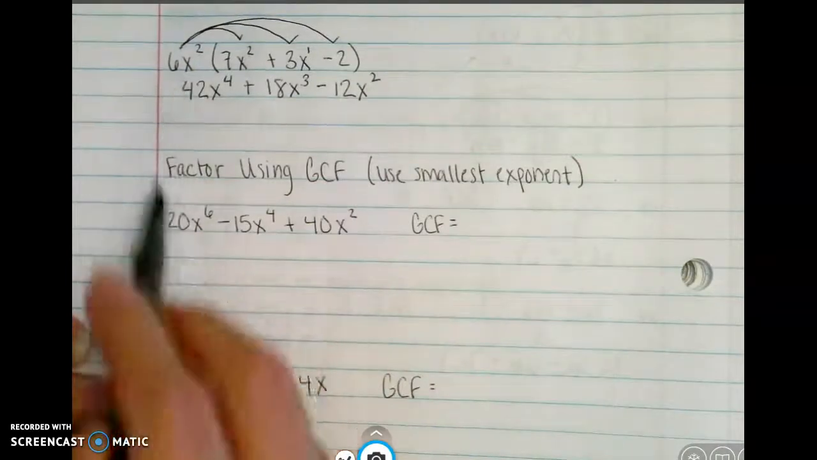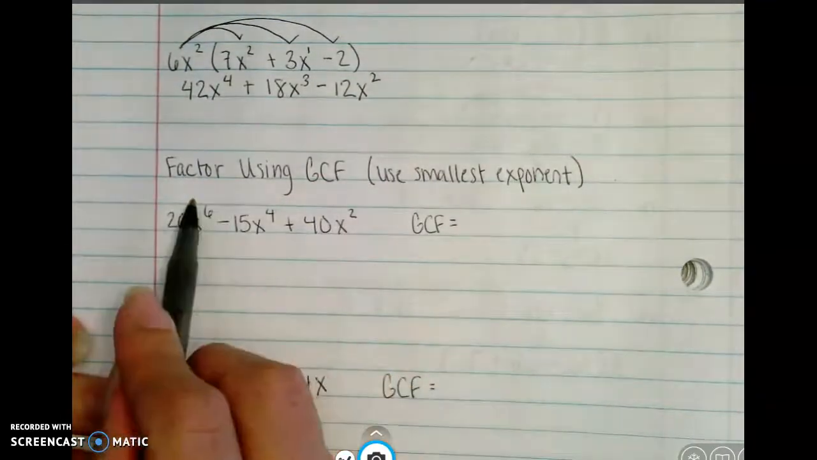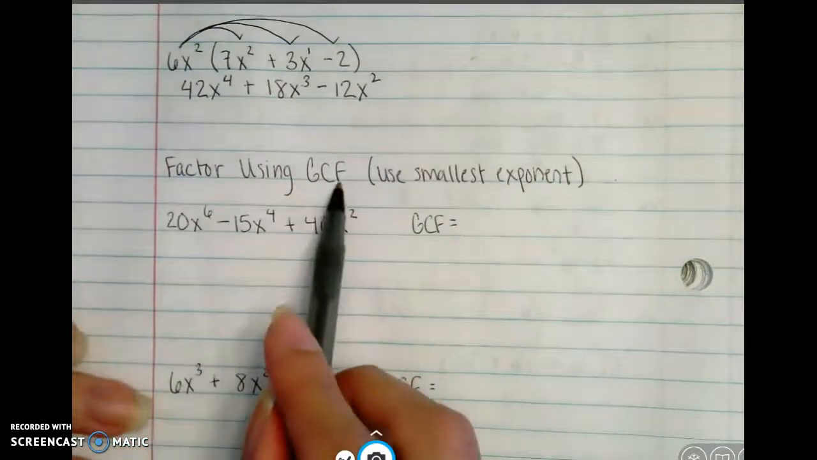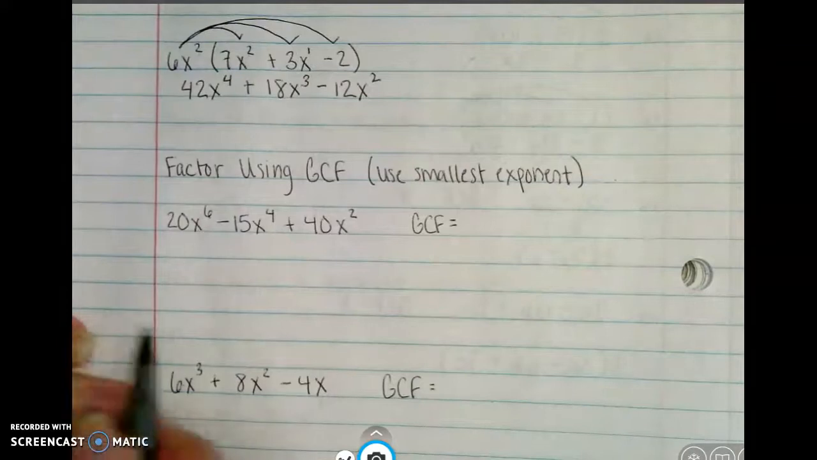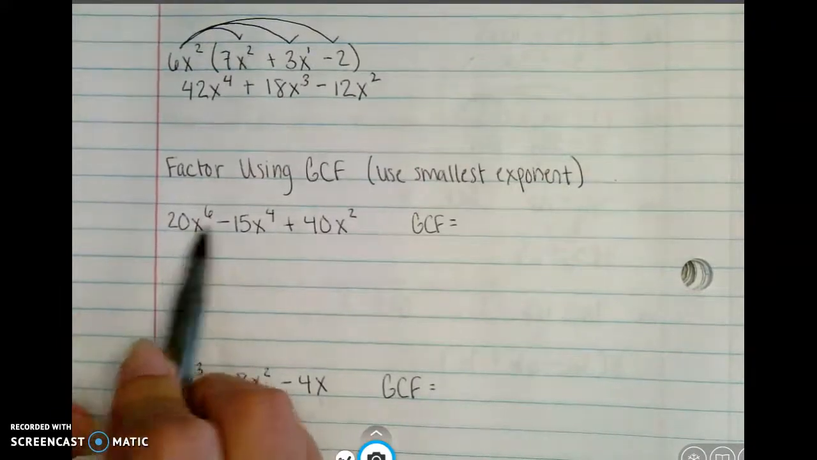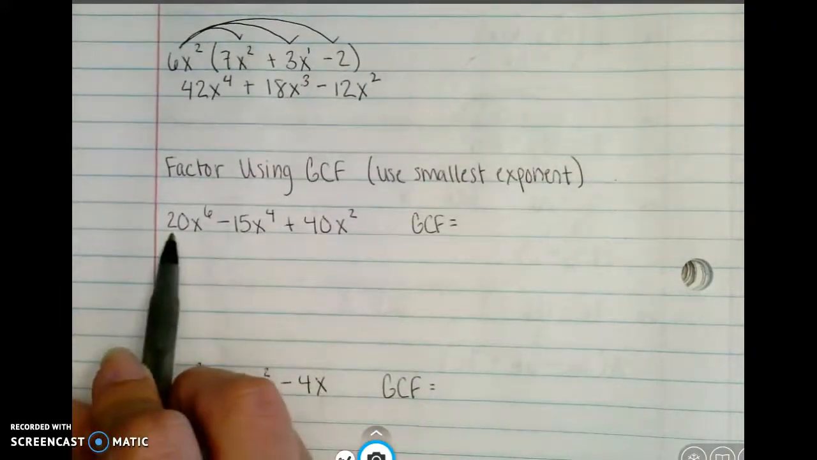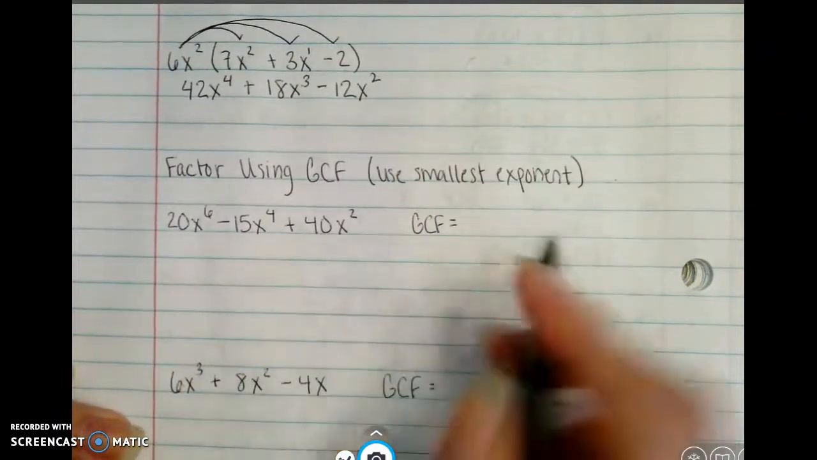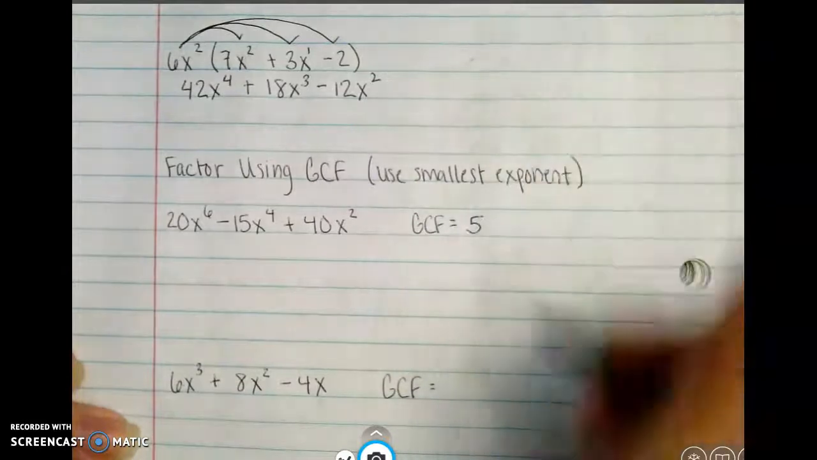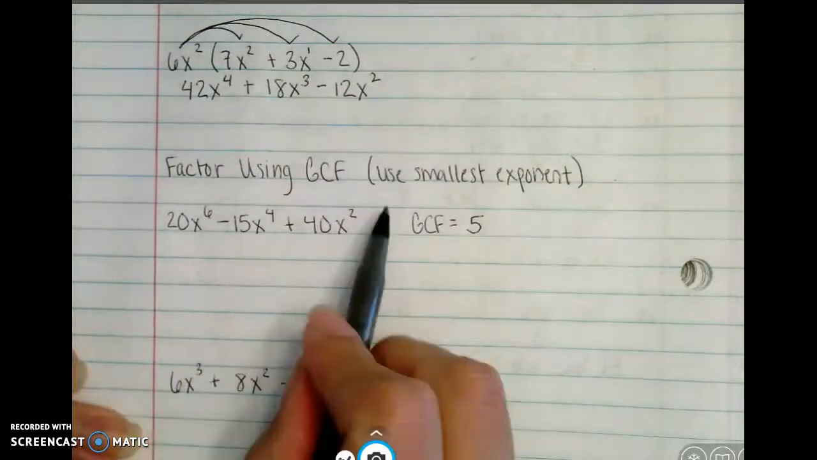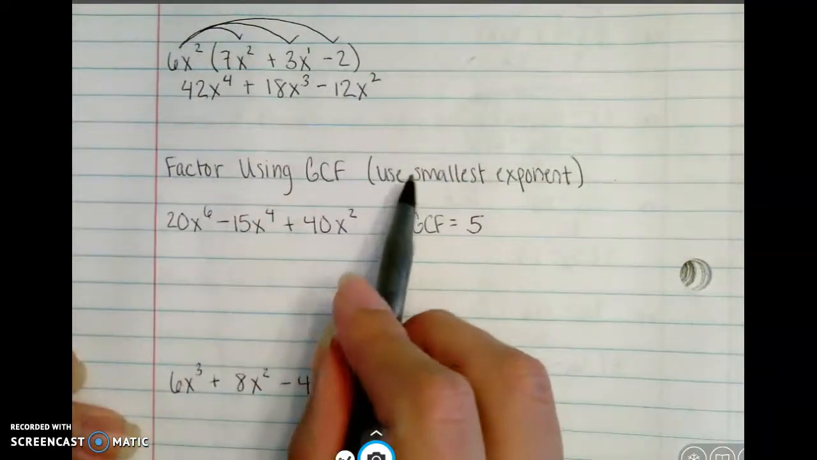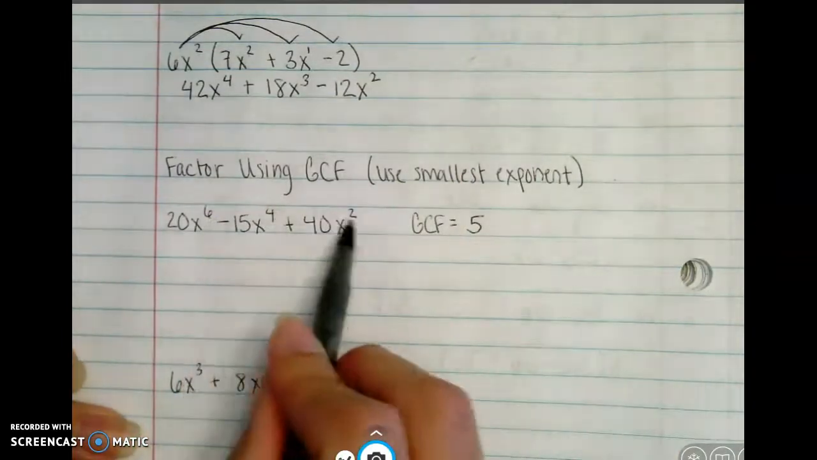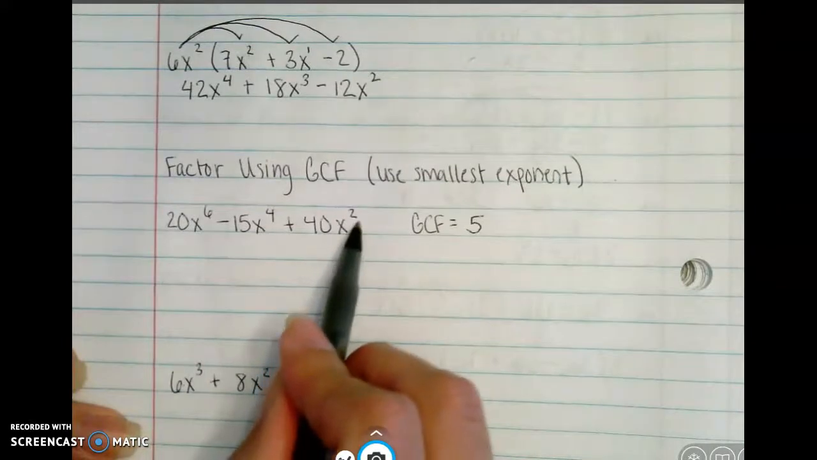So what we're really doing is we're taking the answers to the problems that we just did, and we're working backwards. So since we're factoring using the greatest common factor, first thing we need to do is find the number that goes into all three of these terms. So the number that goes into 20, 15, and 40, the biggest one, is 5. And then for the exponents for the variables, we're just going to use the smallest exponent. So the smallest exponent between 6, 4, and 2 would be this x squared.